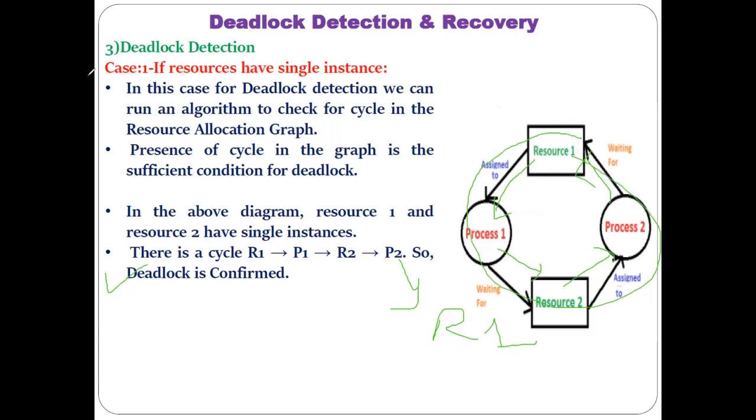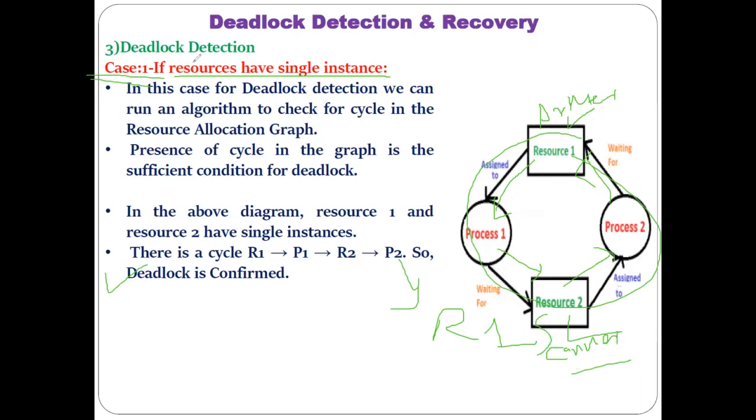of deadlock. And that is our case one for the deadlock detection, where in case one, what we are considering is that the resource has a single instance. Here the resource has a single instance. There is only one instance of resource one, and only one instance of resource two. You can consider this as a printer, as a single instance is available, and this as a scanner, of which a single instance is available. Understood. Means only one printer is available, only one scanner is available.